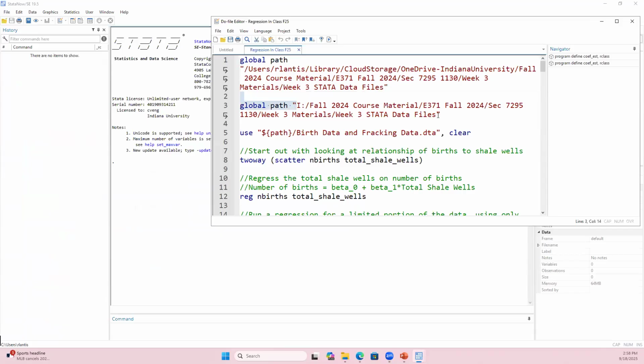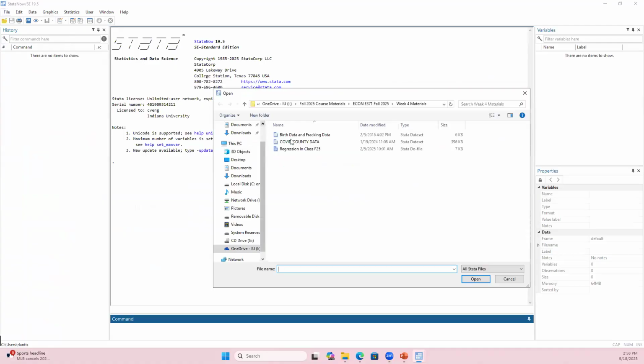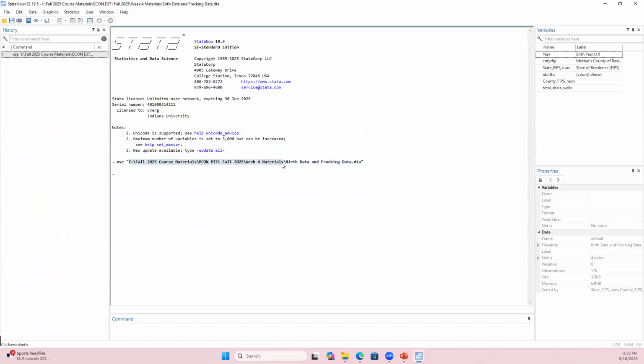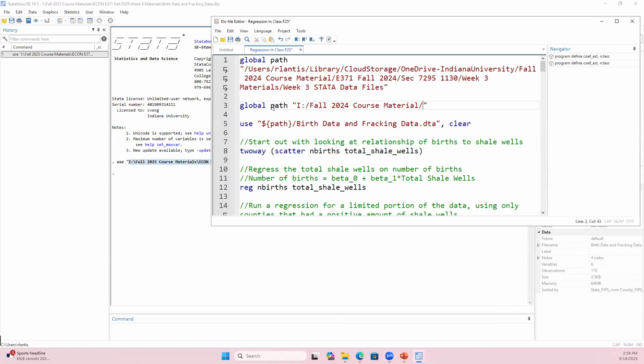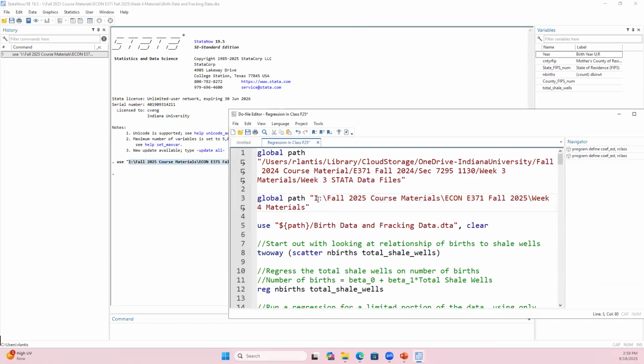I've got my global path, which is actually going to be not this. Open this up. I've got my birth data. I'm going to open that up. I'm going to copy my file path. I changed it, put it in the week 4 materials. So this is where you can open it up first, or I said, always keep yours the same. I like to have these in different folders and make it harder on myself. But this is where you would paste your path wherever you put that birth data file, right? So mine is in my OneDrive, your ECON 371, week 4 materials.